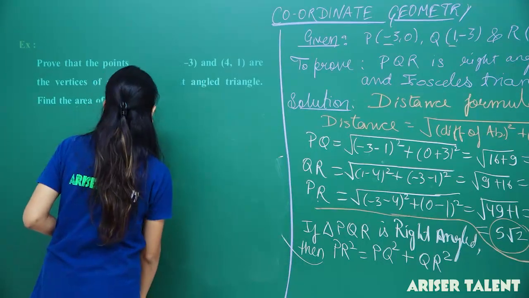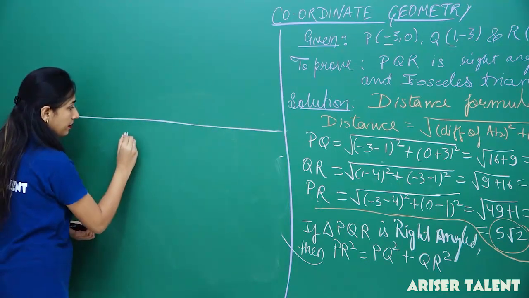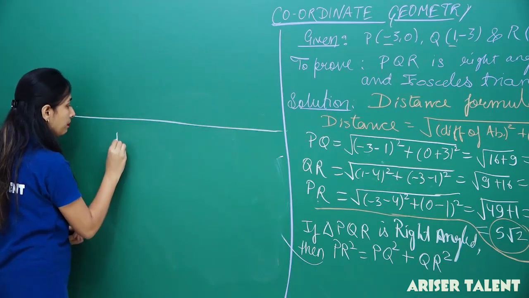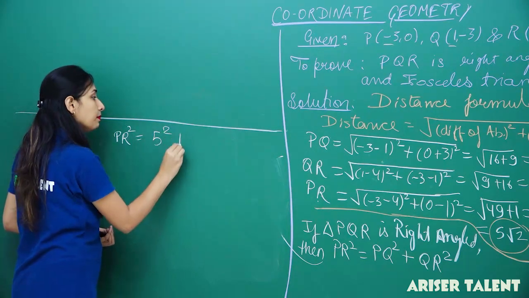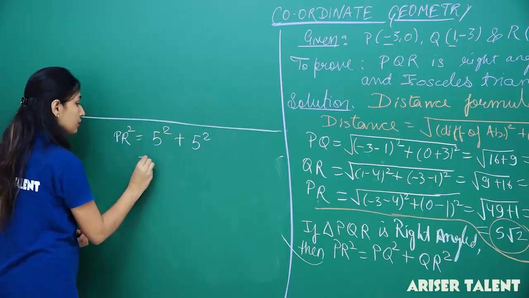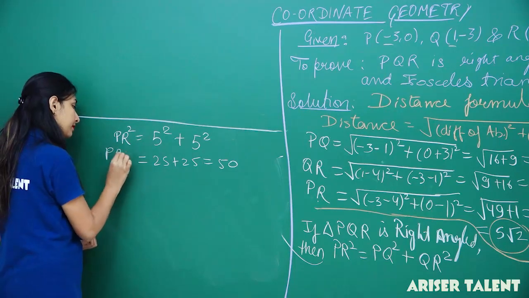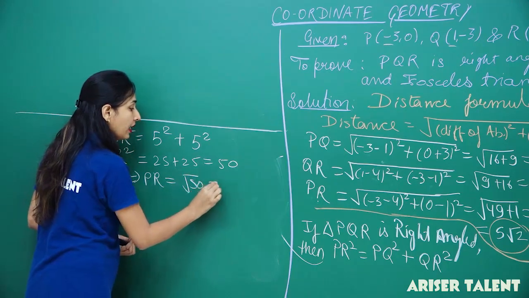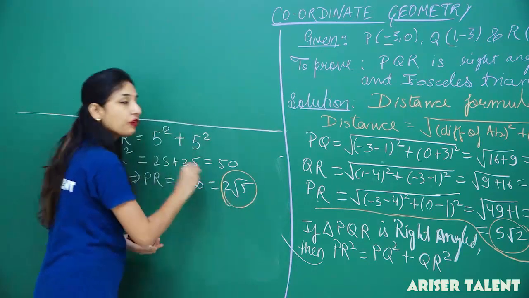Now PR square, if I talk about PR square, the value is 5 root 2. So PR square should be equal to PQ square, whose value is 5, plus 5 again, because this is 5 also. So that will be 25 plus 25 equals 50. PR square is 50, which implies PR equals root 50.